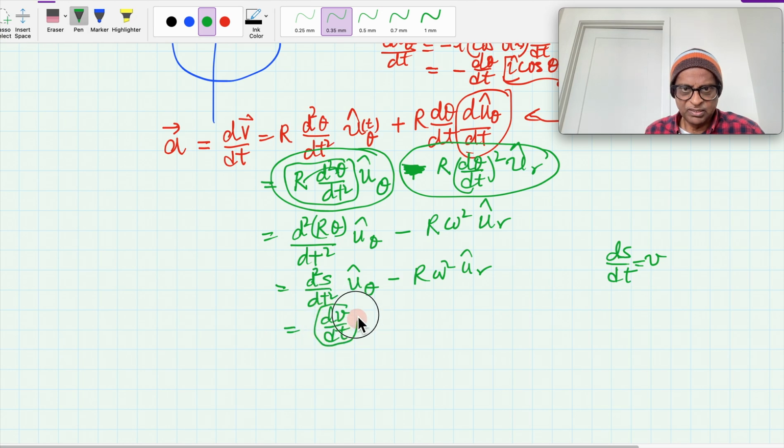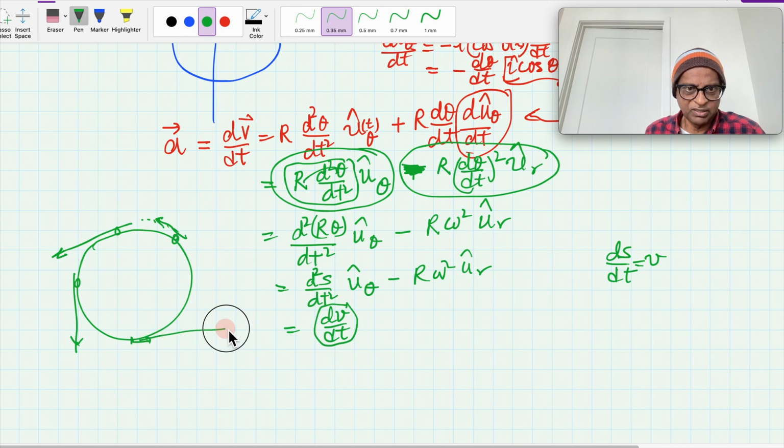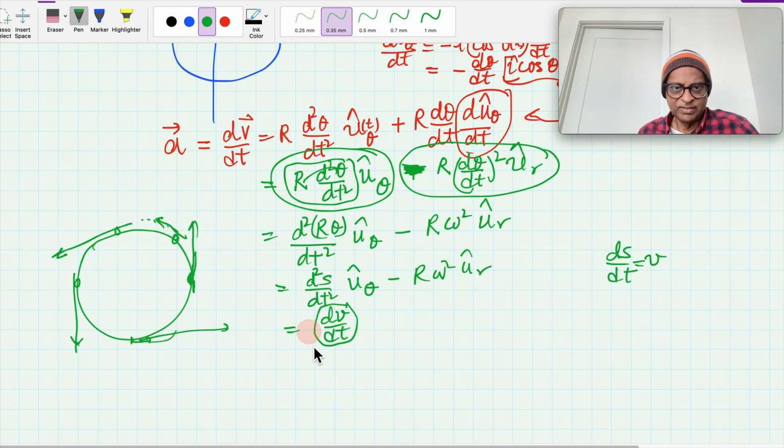So this is the speed. In a circle, it may not be uniform. Over here the speed is way bigger, over here it slows down, or speeds up. So the speed may be changing, and that's what this u hat theta term captures, and they're all tangential. This other term is capturing what's happening radially, acceleration wise.